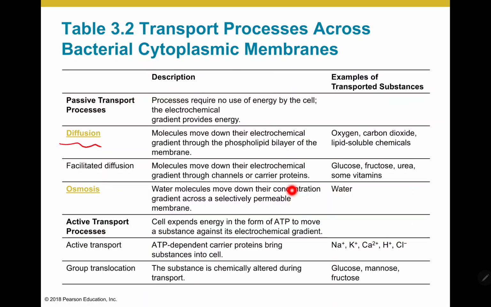So again, diffusion is the movement of molecules down their electrochemical gradient through the phospholipid bilayer. So you have small gases or lipid soluble molecules, like oxygen, carbon dioxide, steroids, things like that. Facilitated diffusion is you're still moving the molecule down its electrochemical gradient, simply through a channel or a carrier protein, such as a GLUT transporter, for example, for glucose. We have osmosis. Osmosis is the movement of water down its concentration gradient, okay?